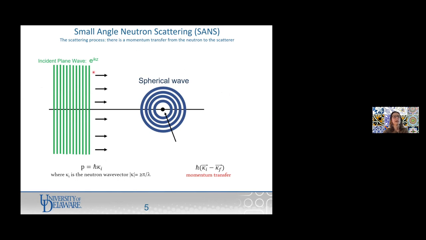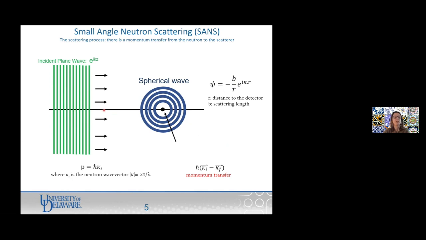You have an incident plane wave of neutrons, and the neutrons will see a nucleus. Remember, they interact with the nucleus, not with the electron density cloud like X-rays. There will be an interaction between the neutron and the nucleus, and the nucleus will then scatter as a spherical wave. You can describe the spherical wave with a wave function that will have an amplitude that is proportional to the scattering length and to the distance to the detector. Now, the scattering length quantifies the strength of the interaction between the incoming neutron and the nucleus.